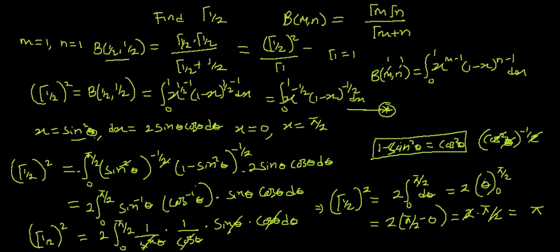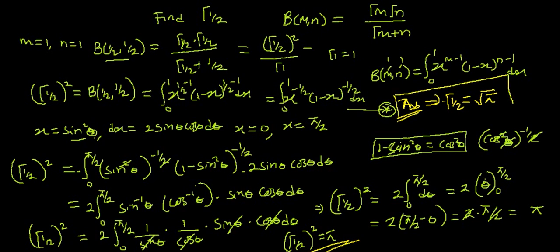I would like to do this in this same sheet here. So let's just build this space. So that means gamma 1 over 2 squared is equal to pi. Then taking the square root of both sides, let me write the answer here. Answer: taking the square root of both sides, that means gamma 1 over 2 will be equal to square root of pi. And this is your answer. Therefore, gamma 1 over 2 is equal to square root of pi.